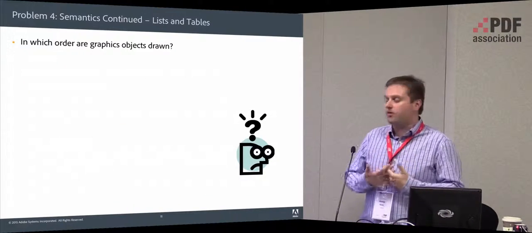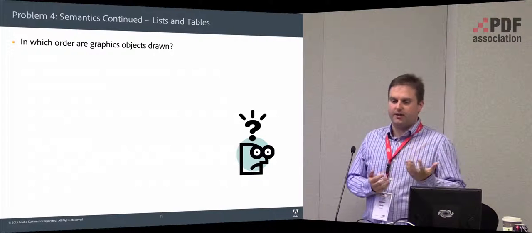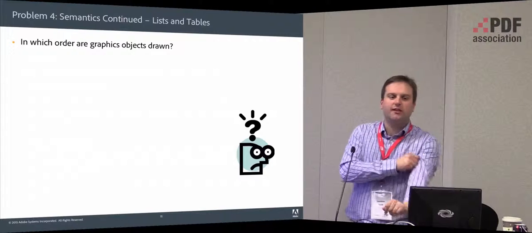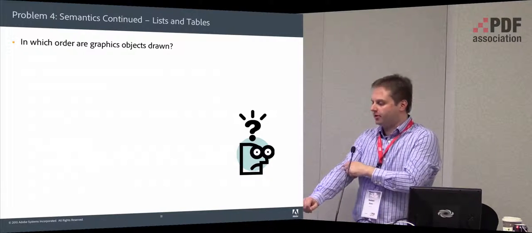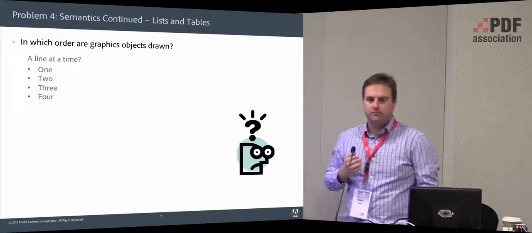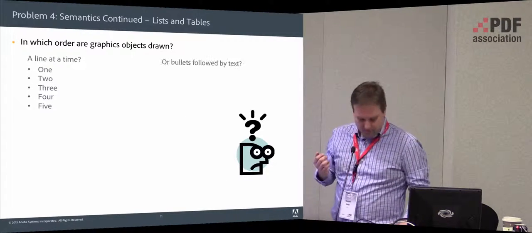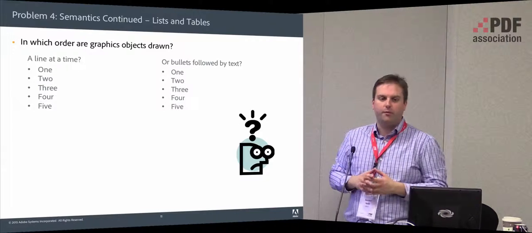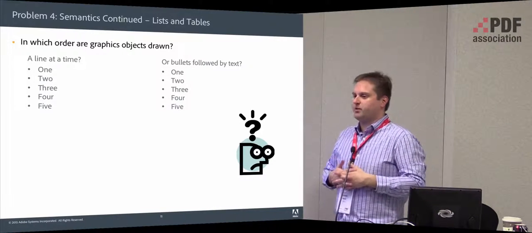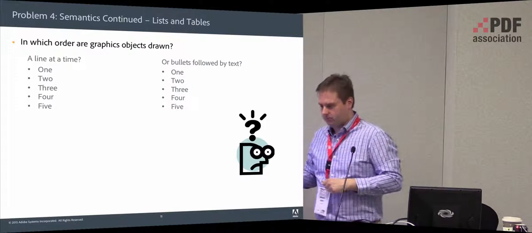That's one of the key problems with PDF: the content is laid out in any order. Now imagine something more complex, like a list or a table. First, let's look at lists. Do I lay them out a line at a time? That's one option. Do I render the bullets first, followed by the text? How am I, as a processor of this document, supposed to recognize that this is a list?